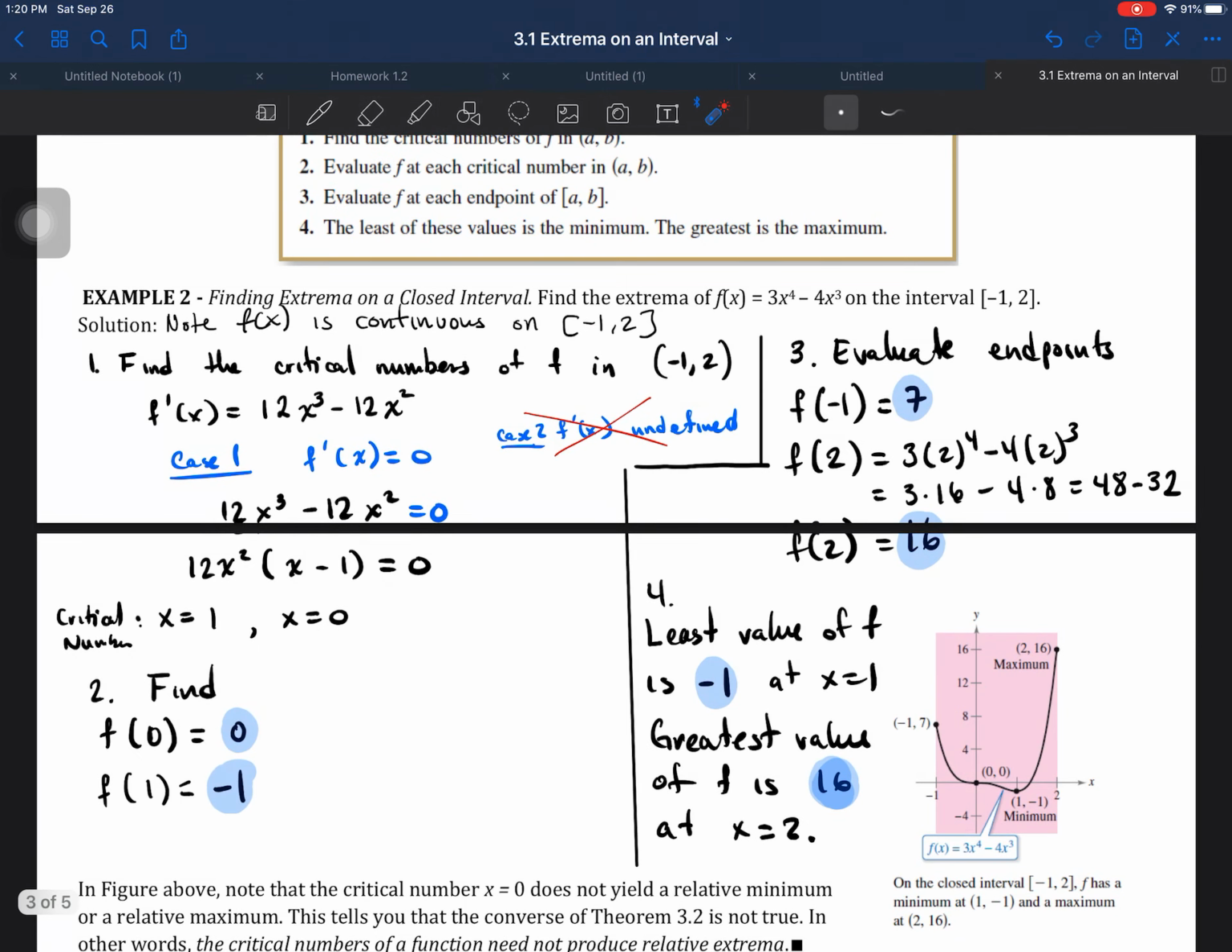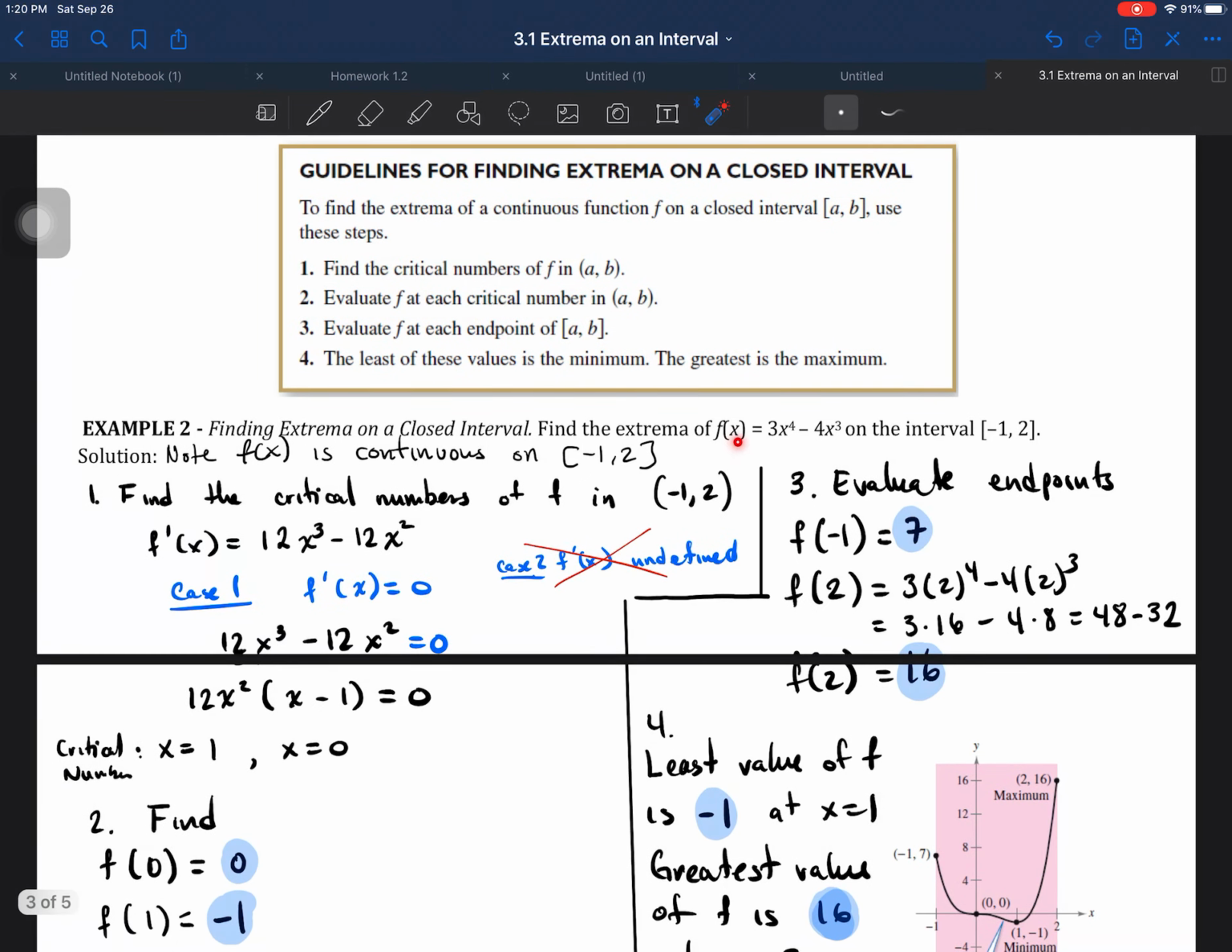So let's find the extrema on the closed interval. Find the extrema of f of x. So here we have a function. First of all, we should check, is this function continuous? Absolutely, we know that we have to check that part. So f of x is continuous because f of x is a polynomial. Now, is f of x defined on a closed interval? And that is correct. So we have checked this part and we have checked that part.